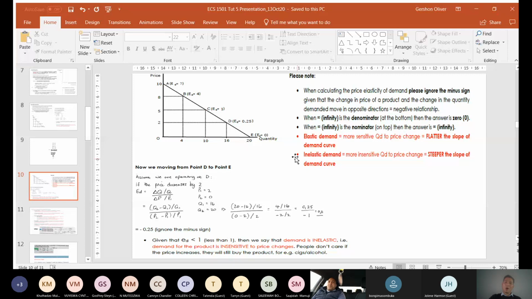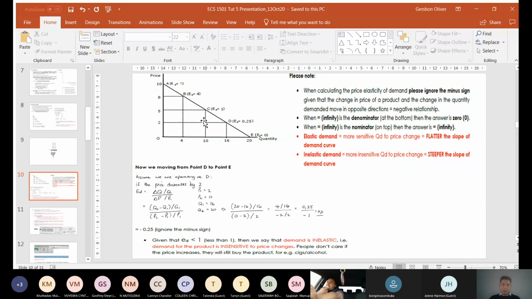So when we talk about elastic demand, remember, think sensitive. In the case of supply, it's responsive. So in the case of elastic demand, the more sensitive your quantity demanded is to price changes, the flatter the slope over here is going to be. In other words, the more horizontal it's going to be.